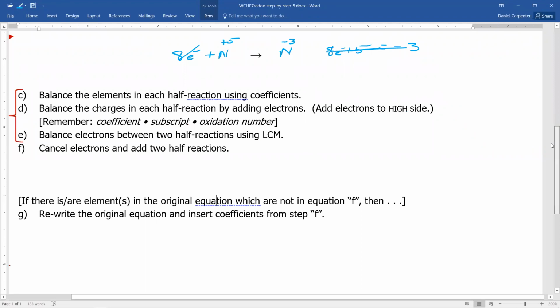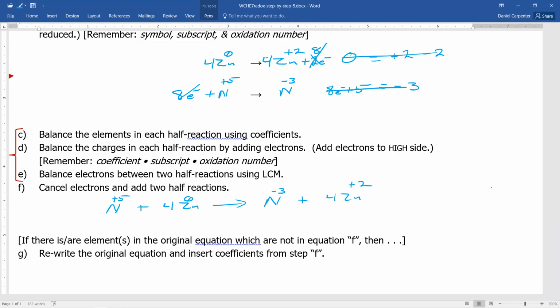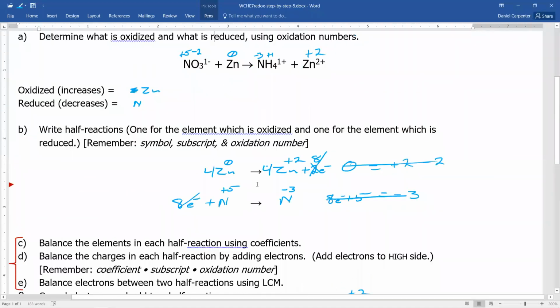Whoops, can't see it all. N +5, plus 4 Zn 0, N -3, plus 4 Zn +2. So yes, we have more stuff, so we have to move on.